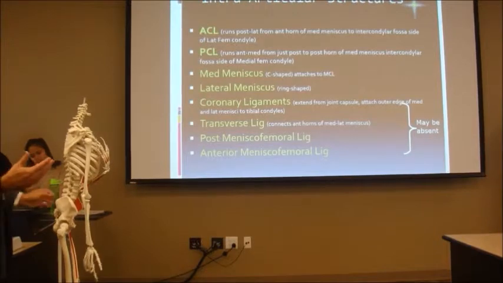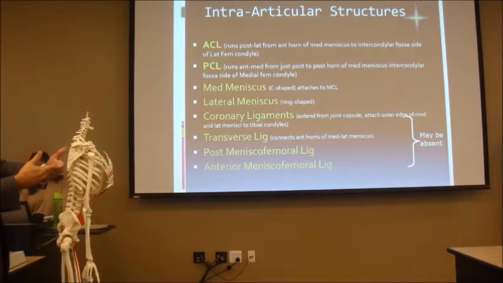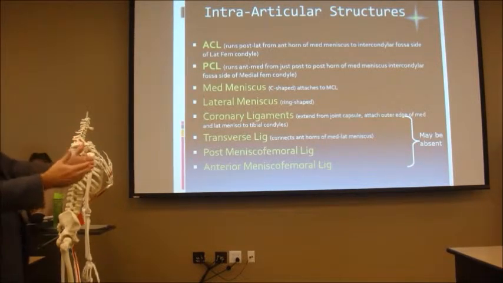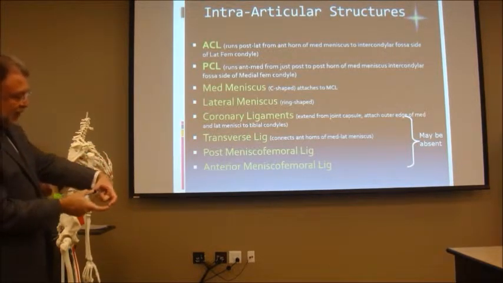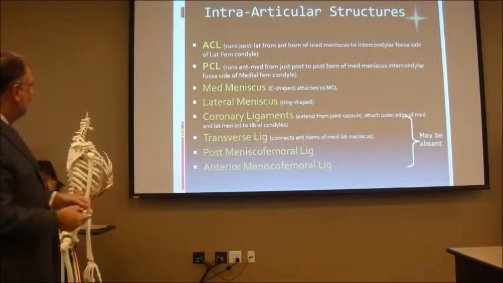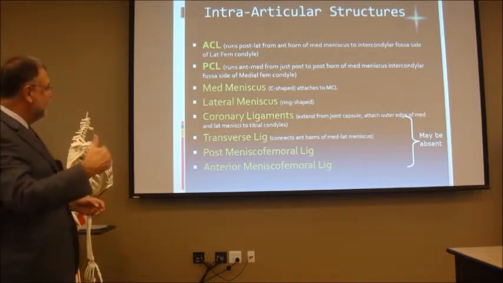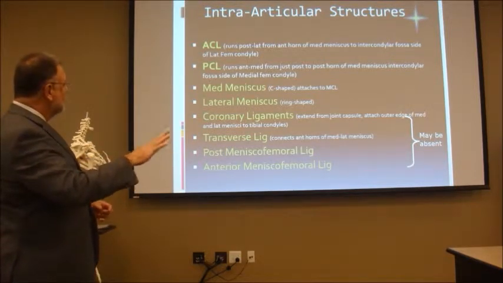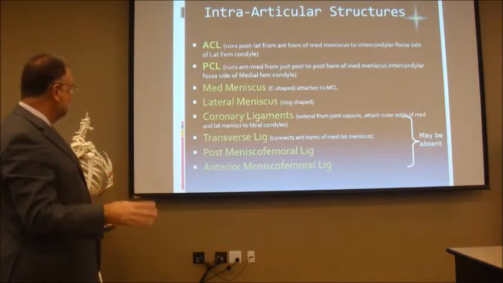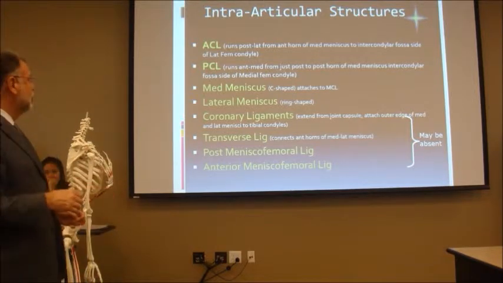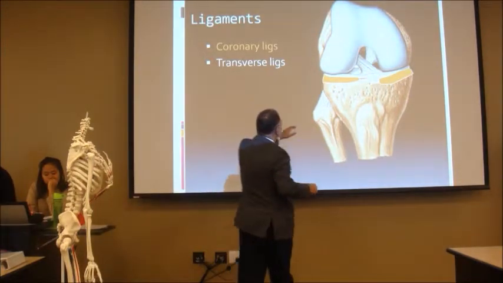The coronary ligaments are those that extend from the knee joint capsule and attach to both of the medial and lateral menisci. The transverse ligament holds both of the meniscus in front and in back, and the meniscofemoral ligaments are anterior and posterior. Although they say some might be absent, the coronary, transverse, and anterior and posterior meniscofemoral ligaments are really true structures.